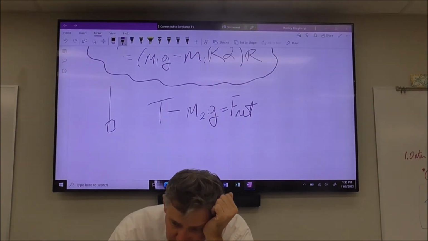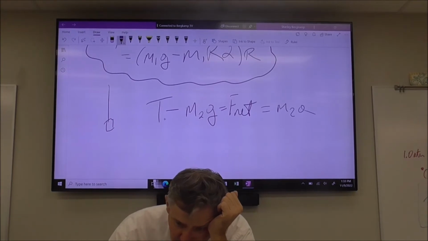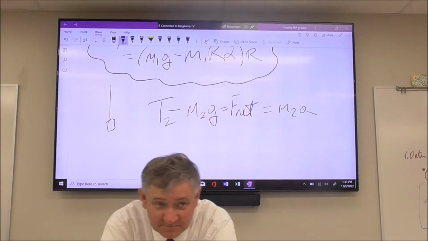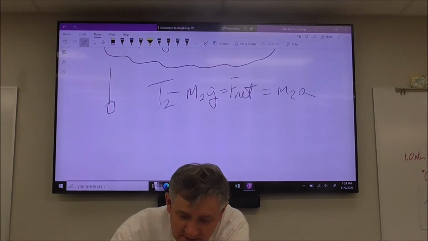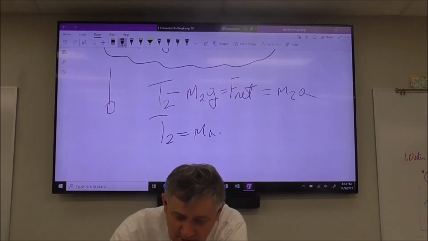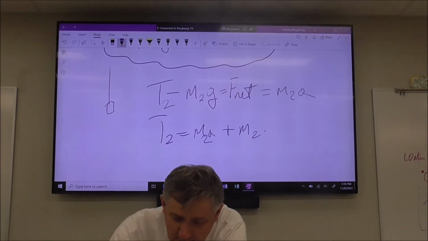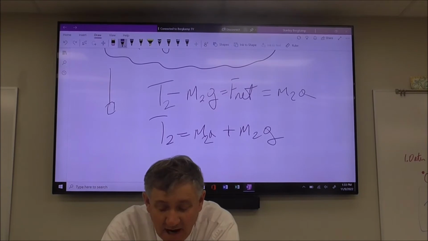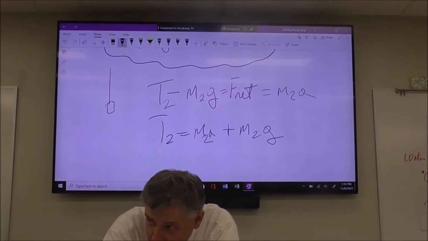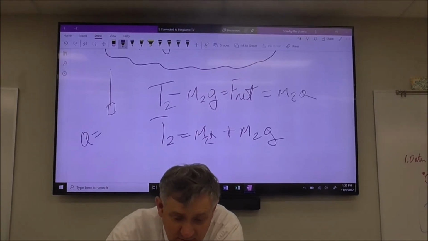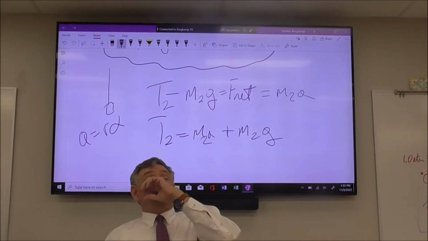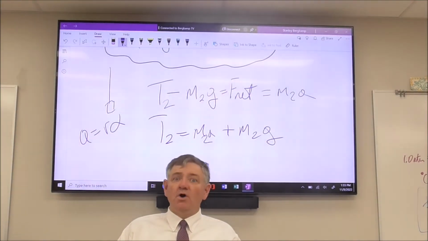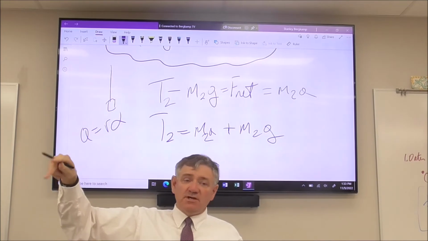Now, here's the deal. So that's going to equal M2A, and I'm going to call this T2. Now, back at this one, we want to do the same thing. I want to get T2 by itself. So what am I going to do? So tension 2 is going to equal M2A plus M2G. Got that one. Now, but can I have A? No, can't have A. A equals R alpha. Now, be very, very careful. What's the radius for that other pole? 2R. You have to substitute in 2R.